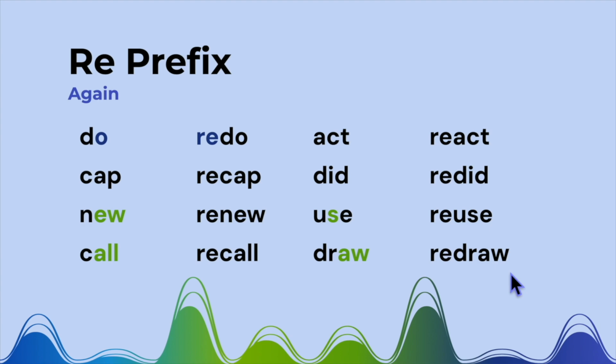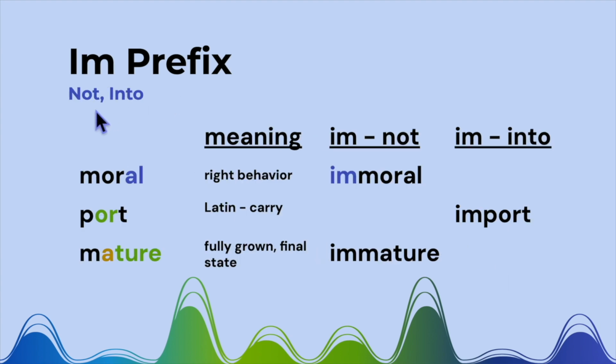Im means not and into. Here we have the root moral. AL at the end of a word usually sounds more like ul. Moral means right behavior. If we add the prefix im, meaning not in front, we get the word immoral. So something that is immoral is not moral or not okay to do.